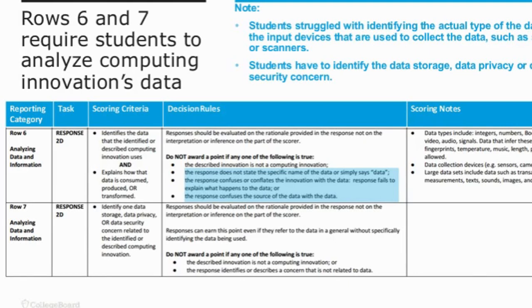And then for row 7, they have to identify a data storage, data privacy, or data security concern. This is maybe a little bit easier than it was last year, because they don't have to justify it or any of that. They just have to identify it. It does still have to be data related. So it has to be data storage, data privacy, data security. For example, they couldn't talk about personal safety. They would have to talk about your data safety.